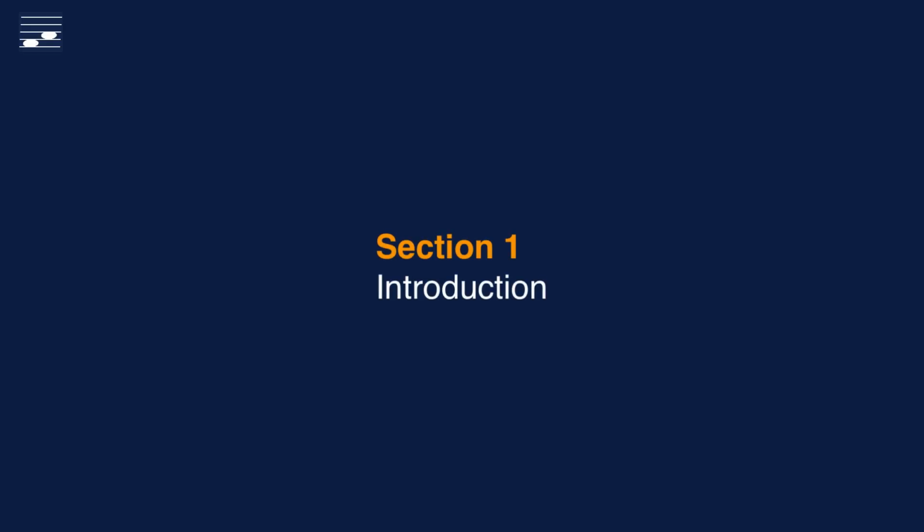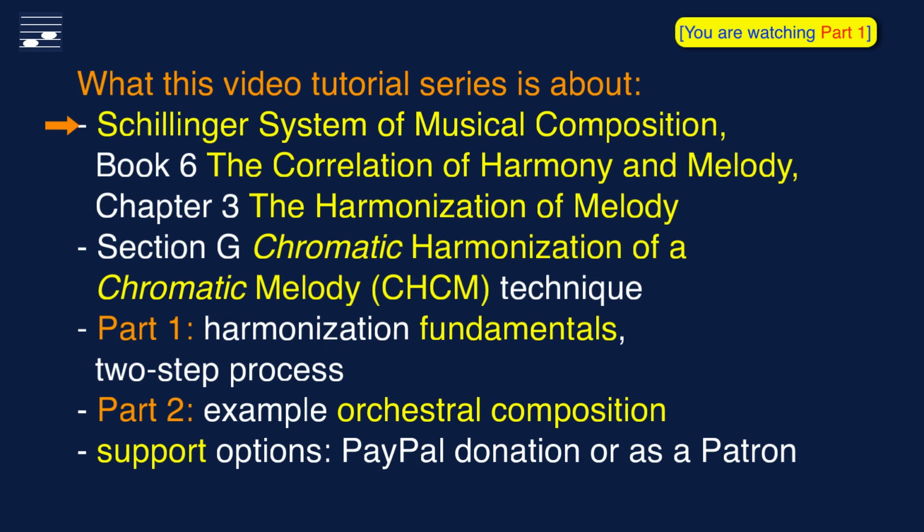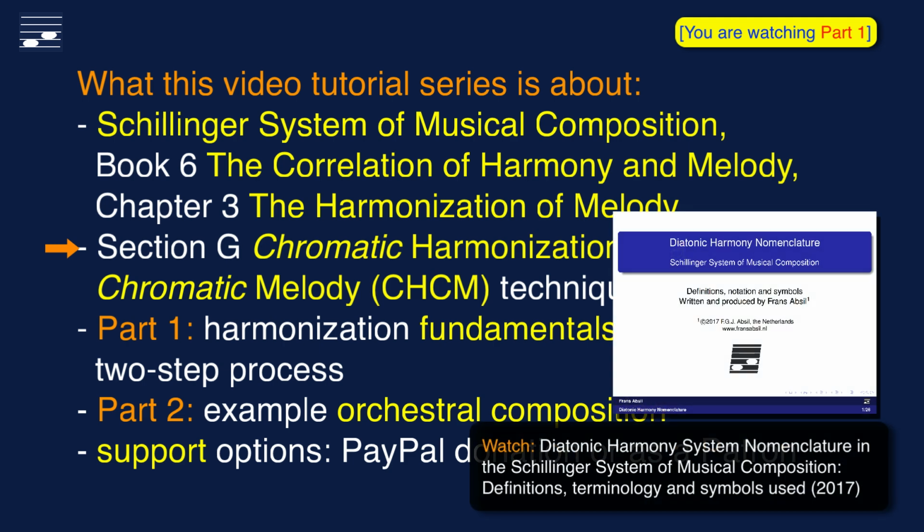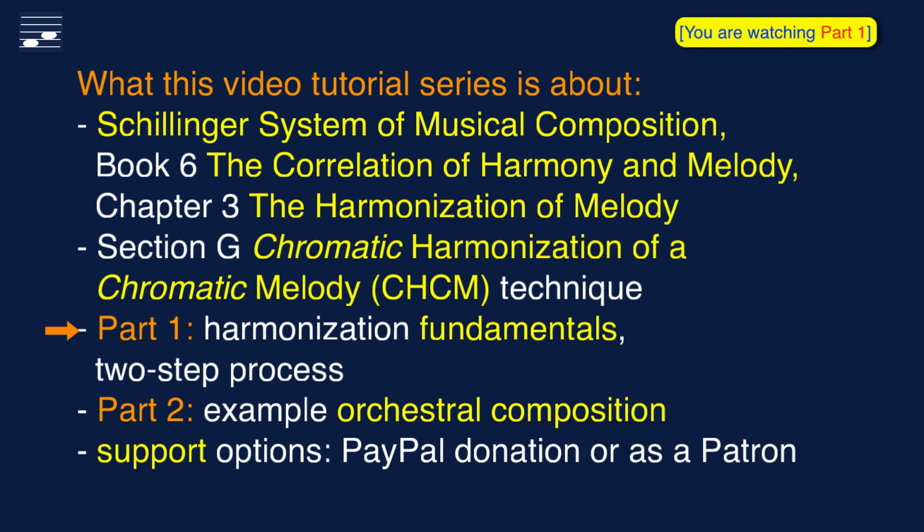In this tutorial series we study the correlation of harmony and melody from the Schillinger System, Book 6, Chapter 3. Section G presents the technique for harmonizing a chromatic melody with chords from the chromatic system of harmony. In case you are new to the system, you may want to watch this video as an introduction to the terminology. In part 1 you'll learn the fundamentals, including the two-step approach to chromatic harmonization. Part 2 continues the subject with a somewhat longer orchestral composition example based on this technique.